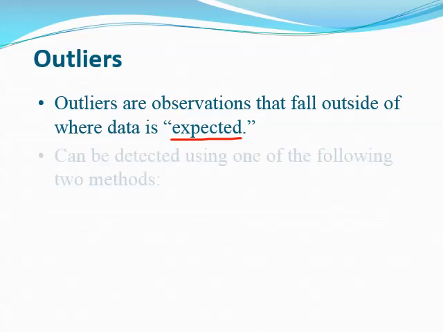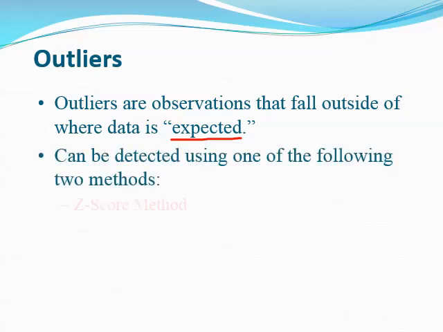Okay? Now there's 2 methods for detecting outliers. If what I've talked about in this video makes sense to you, the z-score method should be pretty straightforward. We talked about what's expected. We said depending on the shape, it's either within 2 or within 3 standard deviations. So anything that falls outside of those values, we're going to say those are outliers.